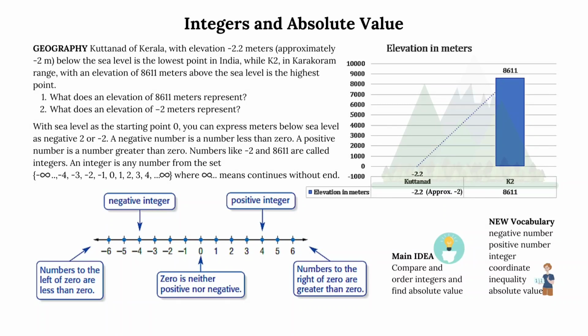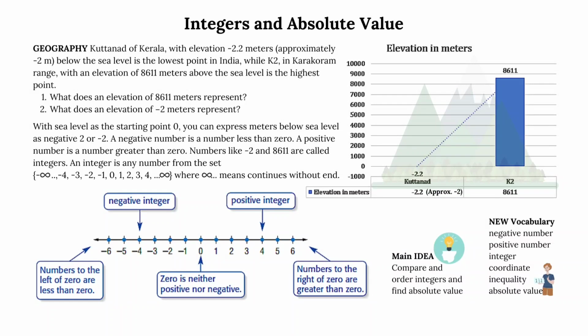A positive number is a number greater than 0. Numbers like minus 2 and 8611 are called integers. An integer is any number from the set minus infinity to plus infinity.